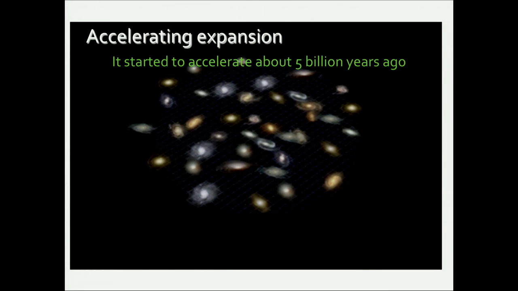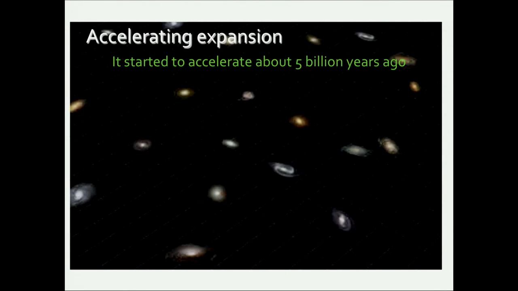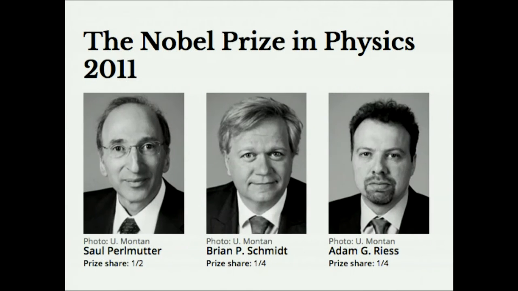And then, suddenly, about 5 billion years ago, it started to accelerate. This expansion started to accelerate faster and faster. And this was discovered only in 1998. It was a huge surprise that got these three people a Nobel Prize in Physics in 2011 for the discovery of the acceleration of the universe. And right now, the universe is in this phase of accelerated expansion.